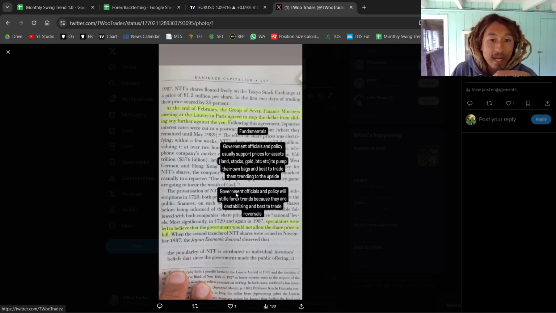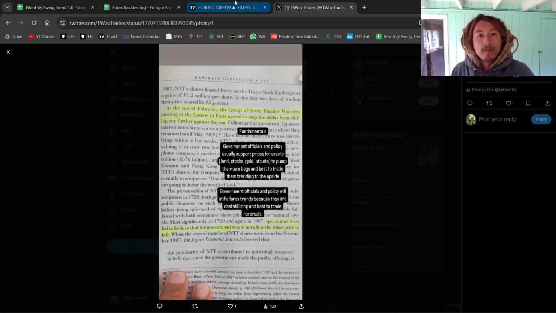asset market. And on the same page, it says down here that speculators were led to believe that the government would not allow the share price to fall because the government sponsored this IPO. And the share price later fell 4 years later, but the government did support it as much as it could. So this is all you need to know here.